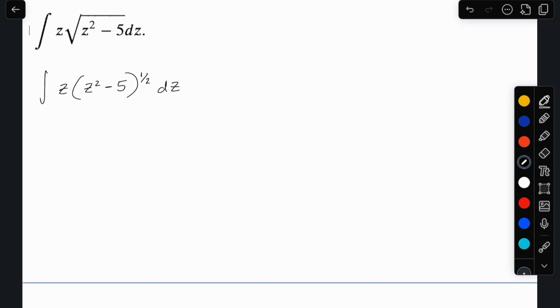Therefore, what do we get? If we say let u equal z squared minus 5, I can therefore say that du by dz is equal to 2z, which means that du is equal to 2z dz. Okay, brilliant.